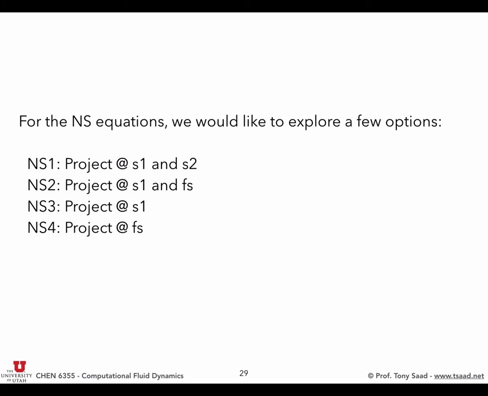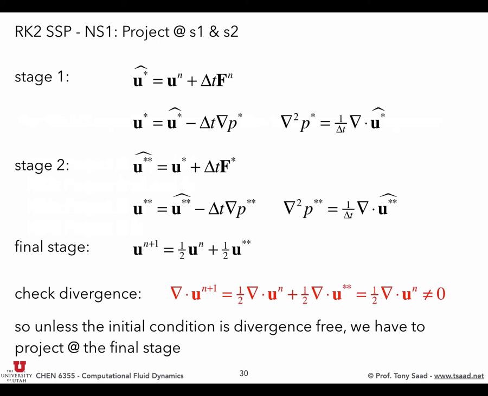So we have 4 options here. Project at S1 and S2, project at S1 and the final stage, project only at S1, project only at the final stage. Okay? So the first case, we project at the first stage and the second stage. I changed the nomenclature here because these were taken from older slides, but it's the same thing. So we first do a forward Euler, then we do a projection, and then we correct. Okay? So that's the first stage.